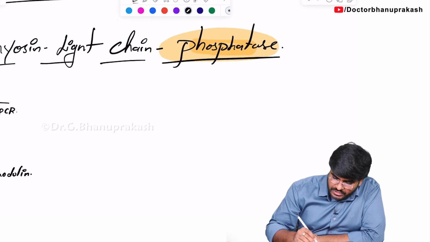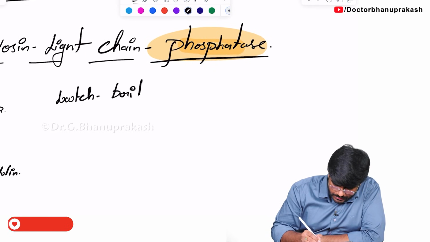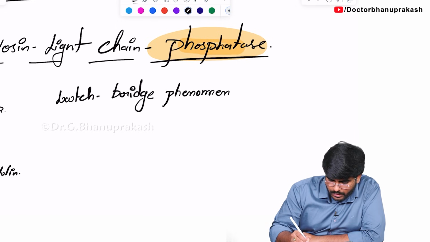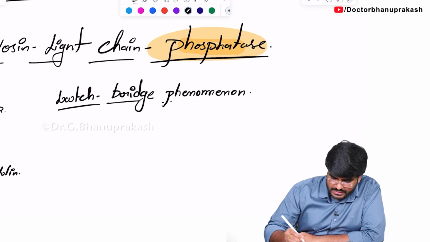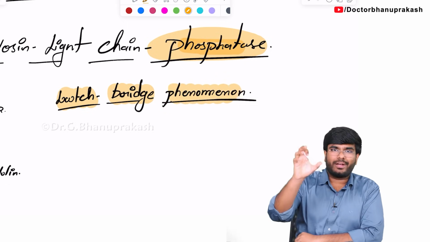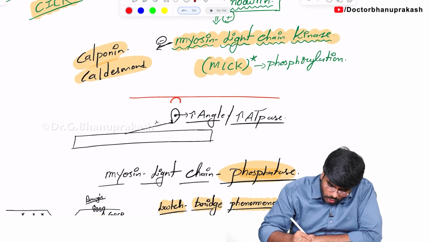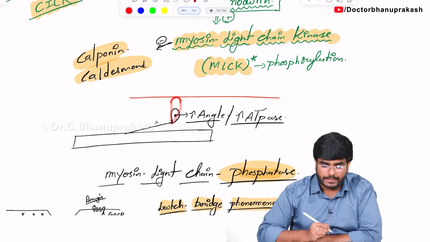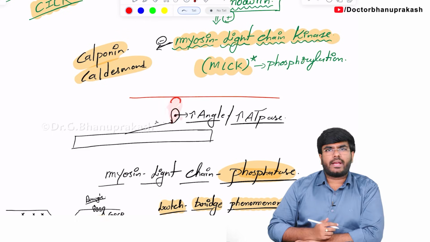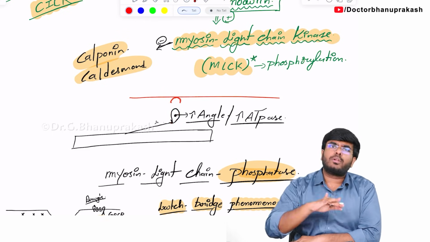There is something called the latch bridge phenomenon. So, what exactly is this latch bridge phenomenon? Latching means holding on. See, during smooth muscle contraction, the myosin head is going to go and bind with the active site, causing the muscle contraction. And during relaxation, the myosin head will detach and go back to its original position.